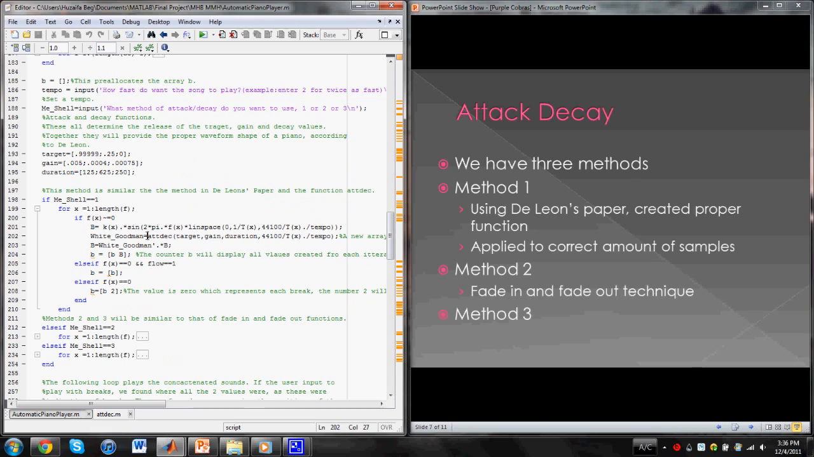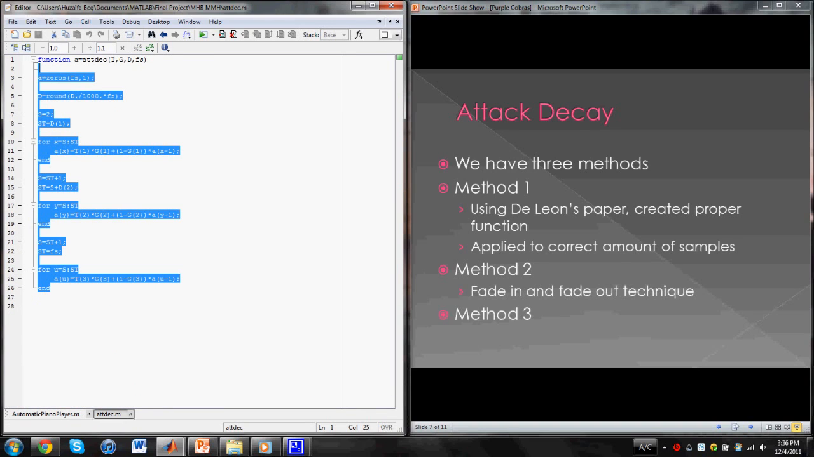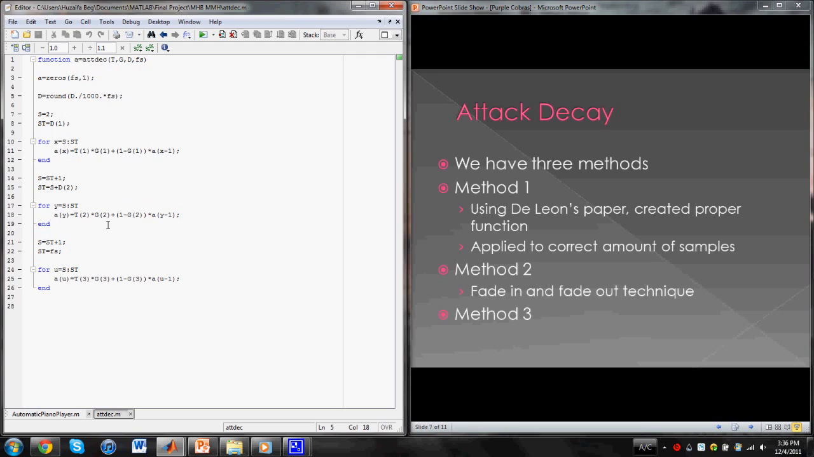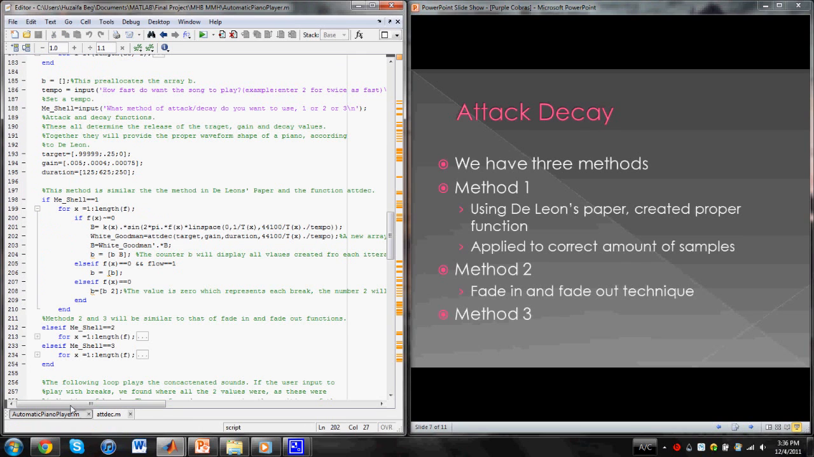Right, so now we hit attack and decay. So basically, for our first method, we used De Leon's method, which was pretty complicated. So we mostly just input what he did, except what we did was the attack and decay scheme that would determine the waveform for each array. We made that work for multiple types of frequencies, so that it would match the frequency that we wanted for the note, so that we could actually multiply it element by element without getting an error. So that's what we did here.